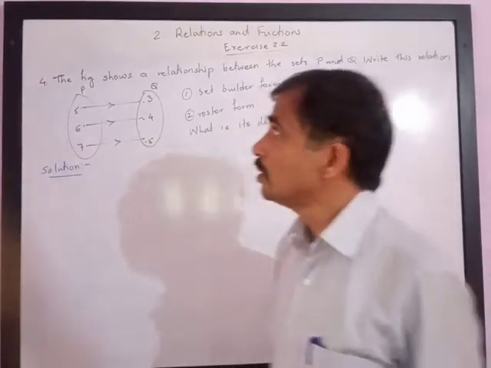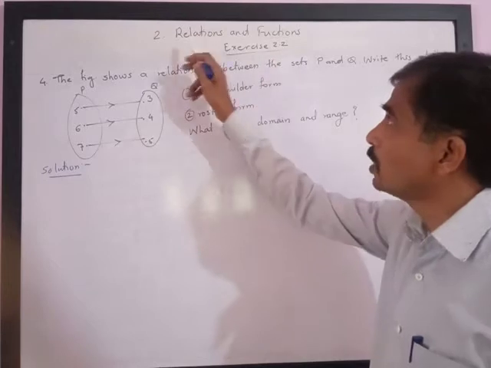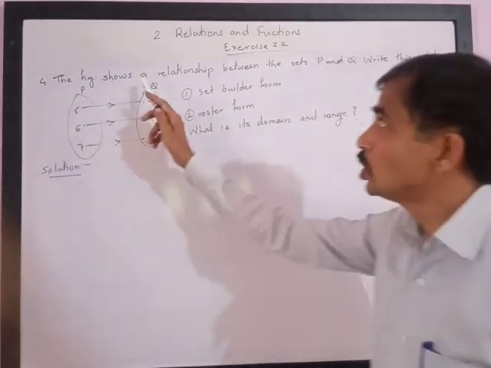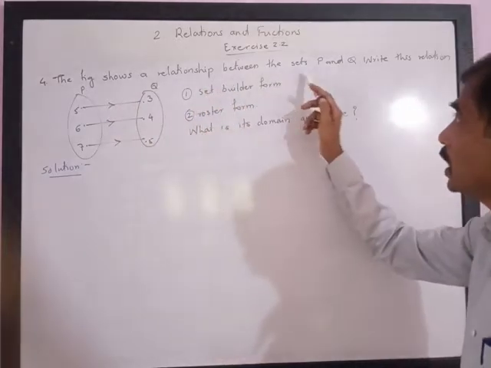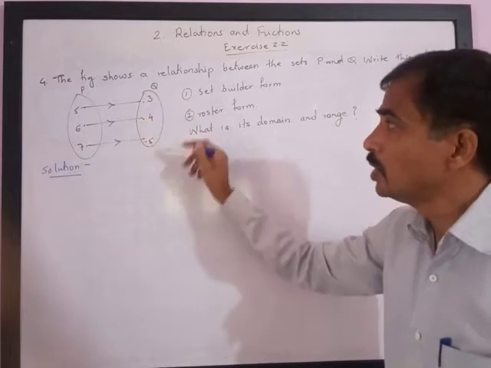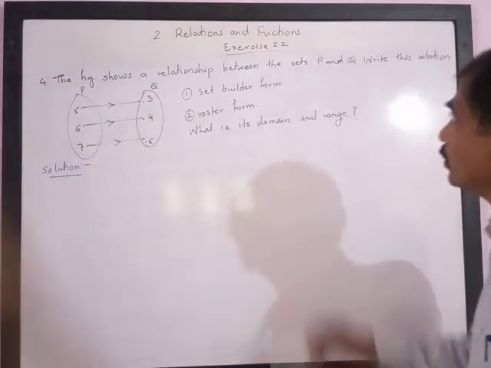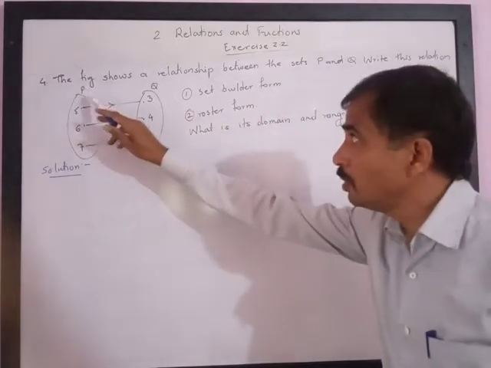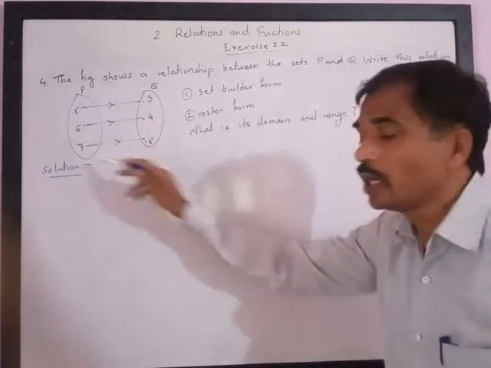Dear friends, we are solving exercise 2.2 from the chapter Relations and Functions. Fourth question is, the figure shows a relationship between the sets P and Q. This is set P and this is set Q represented by an arrow diagram. Write this relation. We have to write the relation between P and Q shown in the arrow diagram.